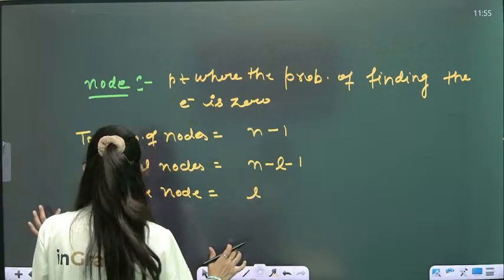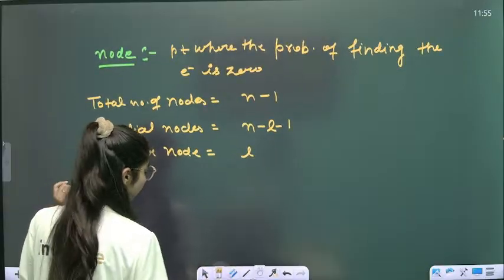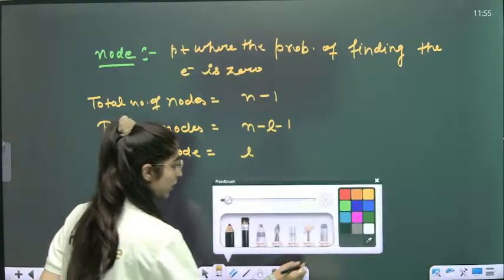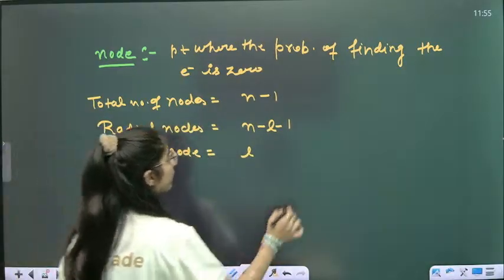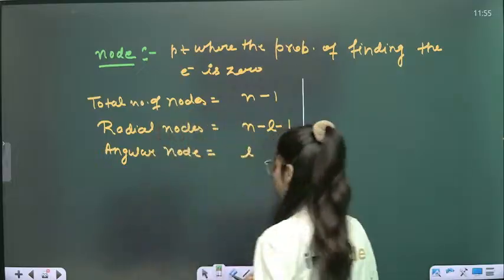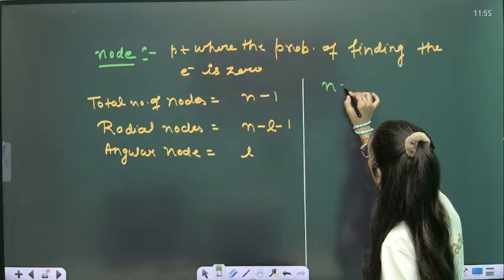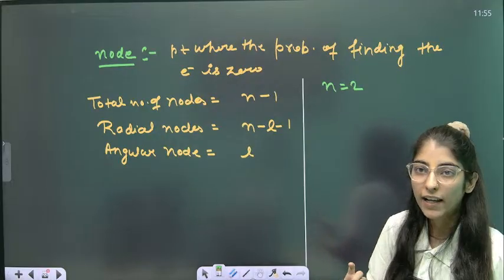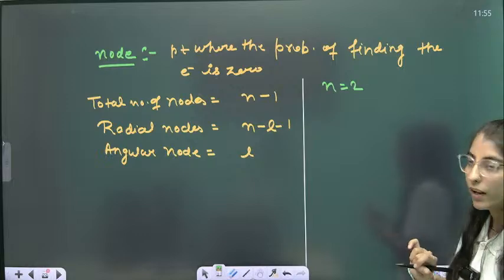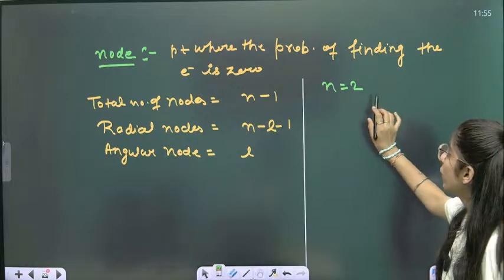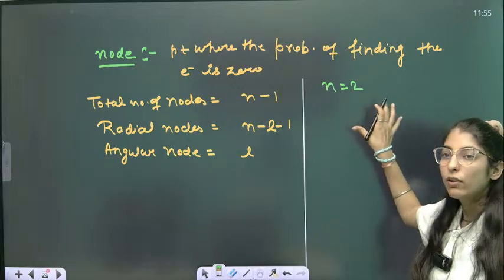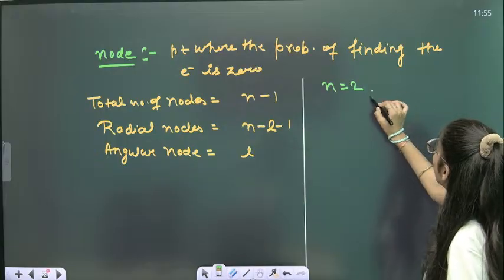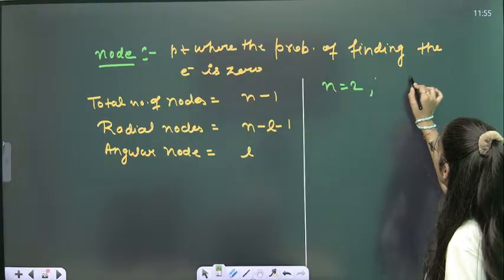Let's say you have to calculate the value. I am using a different pen here. Let's say n is equal to 2. Exactly, you are right, n is equal to 2. And see here, if I want to calculate the number of nodes, how am I going to apply it here? So the total number of nodes is equal to 1.